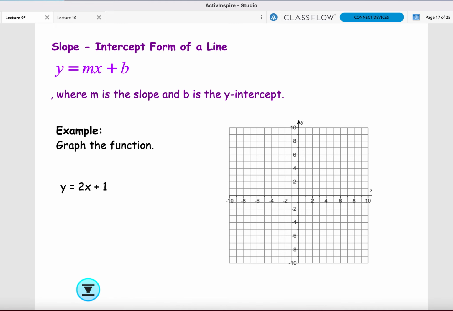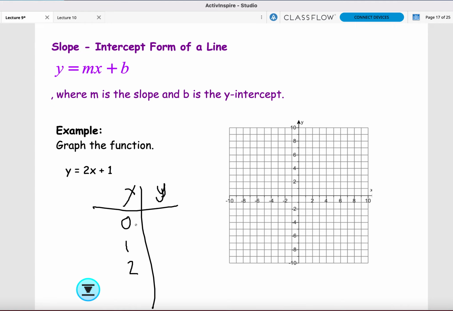Alright. Now we have here slope-intercept form of a line where m is the slope and b is the y-intercept. Graph the function. So when you have this function here, 2x plus 1, and you don't know how to graph it, make a table. The way you make a table is very easy, guys. You just do an x and y. And I would just plug in 0, 1, and 2. Those are the first 3 I would do.